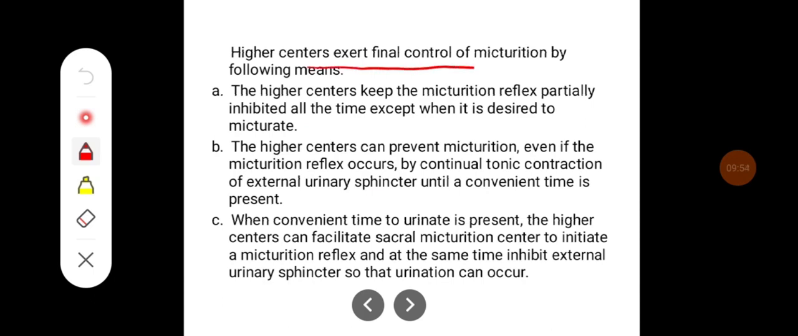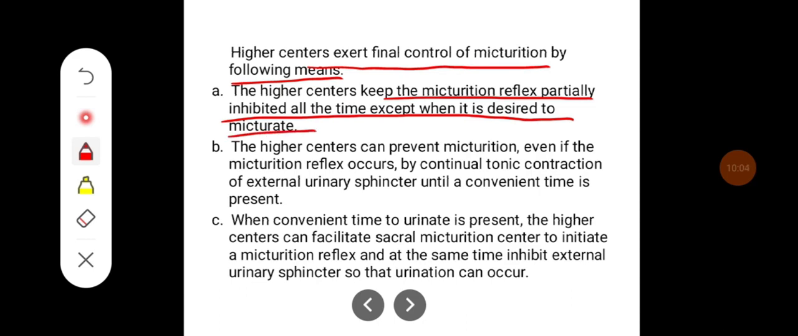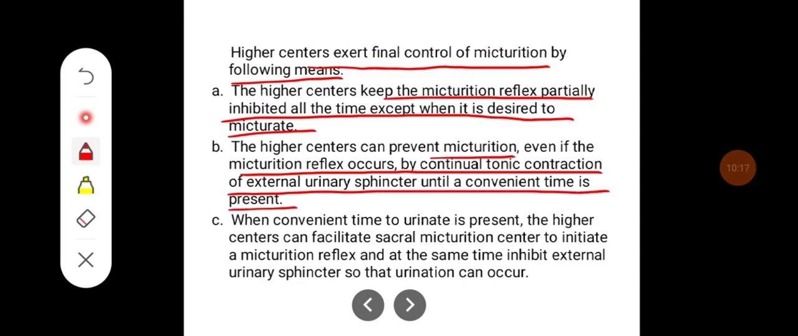The higher centers exert final control of micturition by the following means. The higher center keeps the micturition reflex partially inhibited all the time except when it is desired to micturate. The higher centers can prevent micturition even if the micturition reflex occurs by continual tonic contraction of the external urinary sphincter until a convenient time is present.